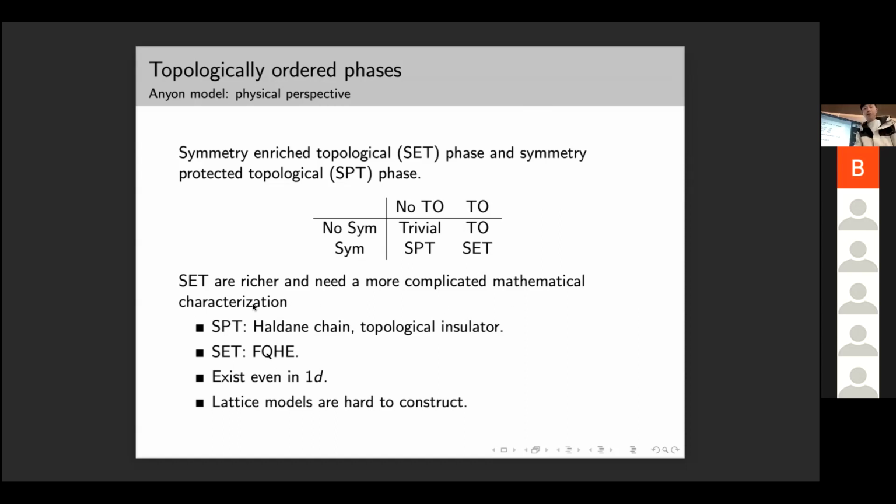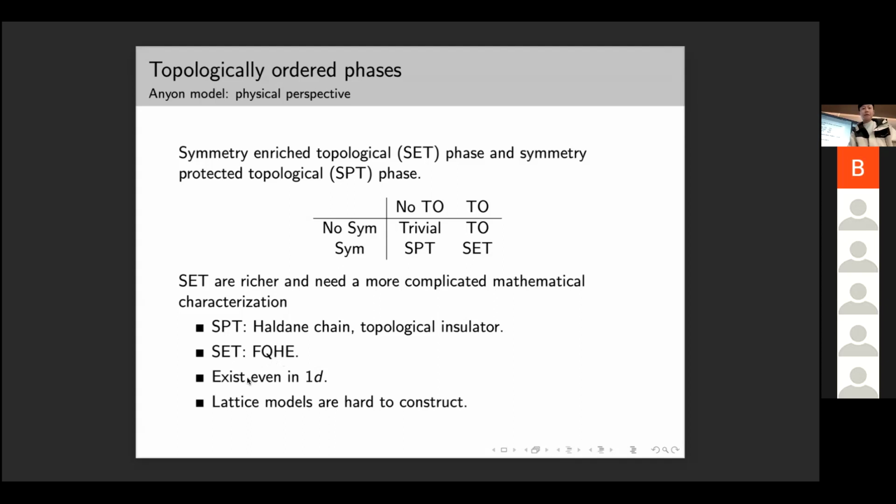And for the SET phase, if we just break all the symmetry, we will find that there is no topological order. So this kind of phase has a lot of examples, like the Haldane chain and the topological insulator. For the SET phase, we know that the fractional quantum Hall effect is a typical example because there is the U(1) symmetry. And if we just forget about this U(1) symmetry, then we can also say that the fractional quantum Hall effect is a topological order phase.